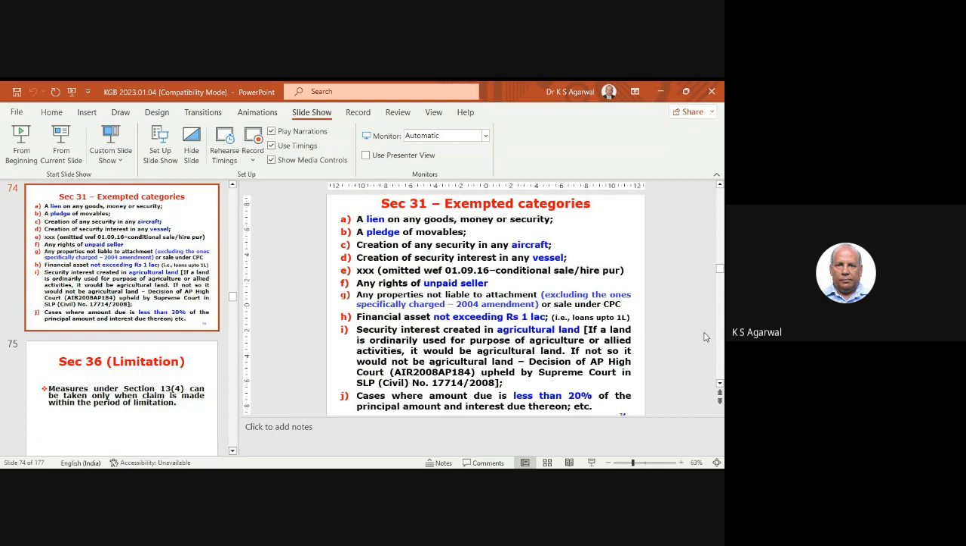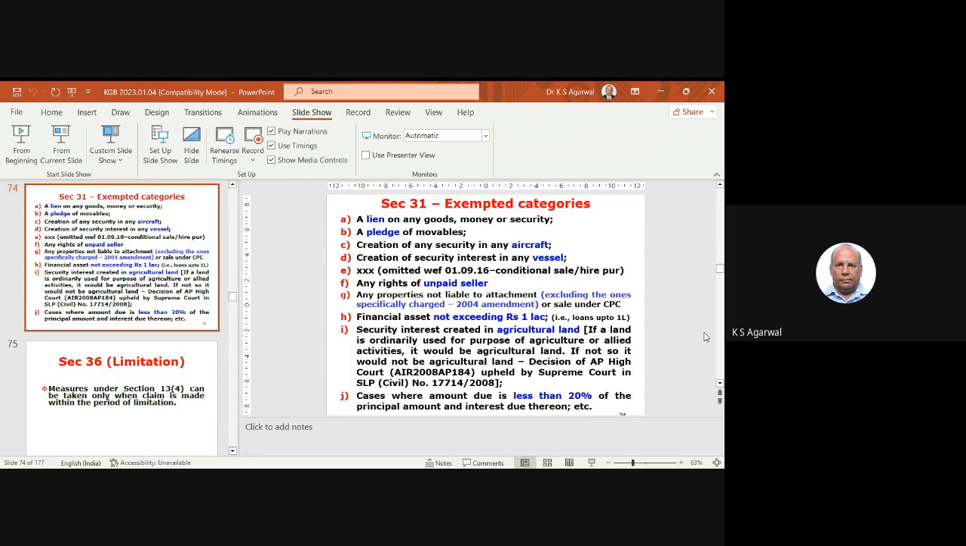So first, exempted category. Whenever any security is held by me under lien or under pledge, this is exempted because separate laws are applicable for lien and pledge. Then there are aircraft, vessel, unpaid seller, etcetera. This is all for academic purposes only. These three conditions, H, I, J, are important for examination. If the financial asset is not exceeding 1 lakh, it is exempted. So the financial asset must exceed 1 lakh.